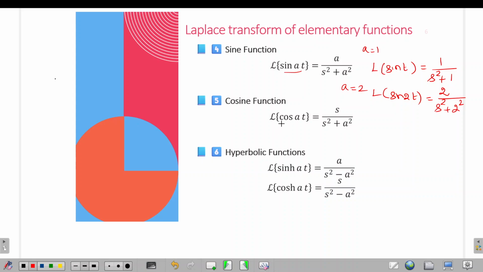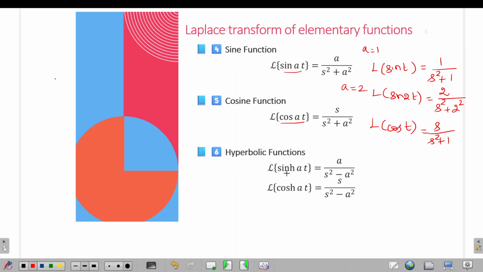Similarly, the Laplace transform of cos at is equal to s divided by s square plus a square. For a equal to 1, we have the Laplace transform of cos t as s by s square plus 1. For varying a values, we will get the corresponding Laplace transform of the cosine function.